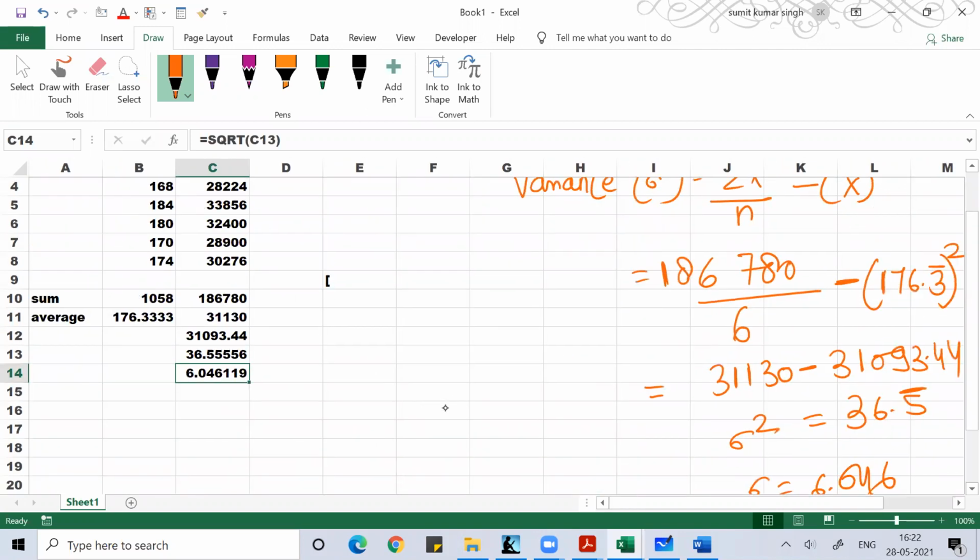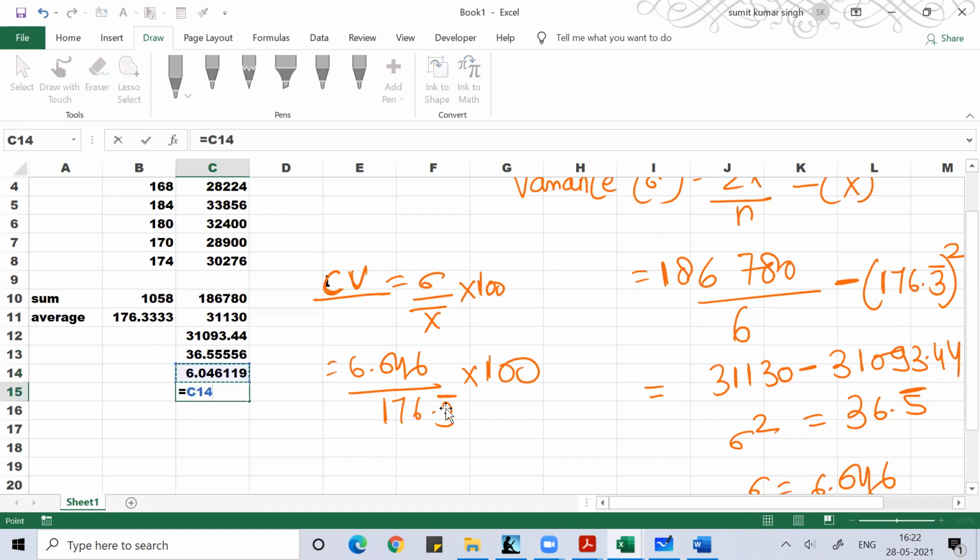Now if I ask you what is the coefficient of variation, that is standard deviation by mean into 100. So standard deviation is 6.046. How much is the mean? Mean is 176.3333 into 100. So this into 100 divided by average is 3.4288.